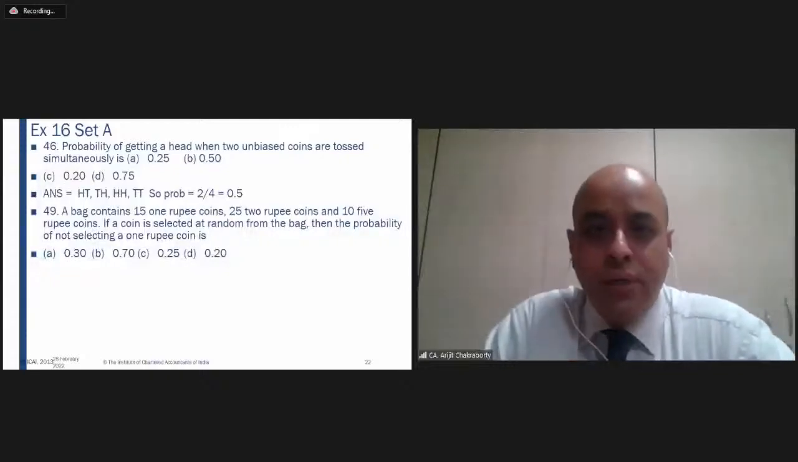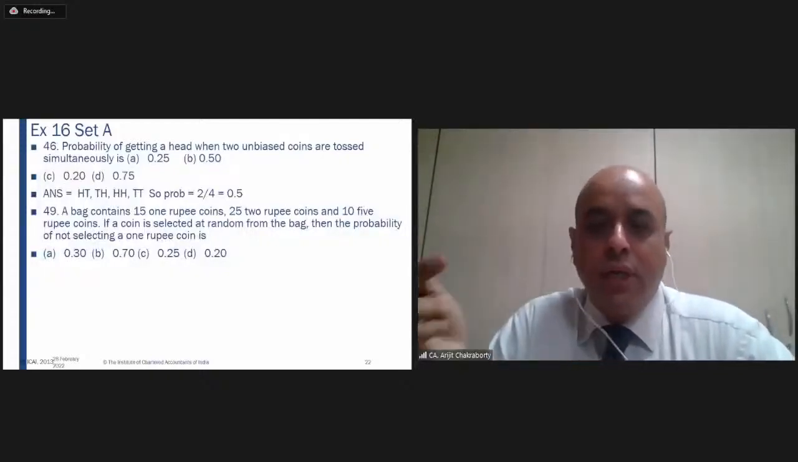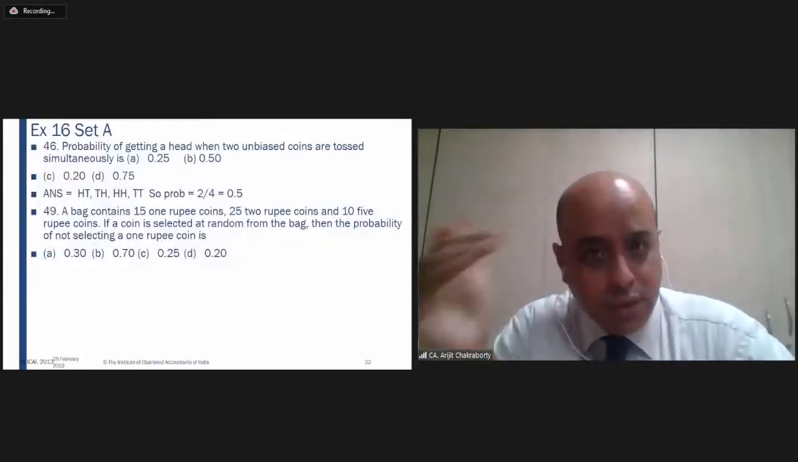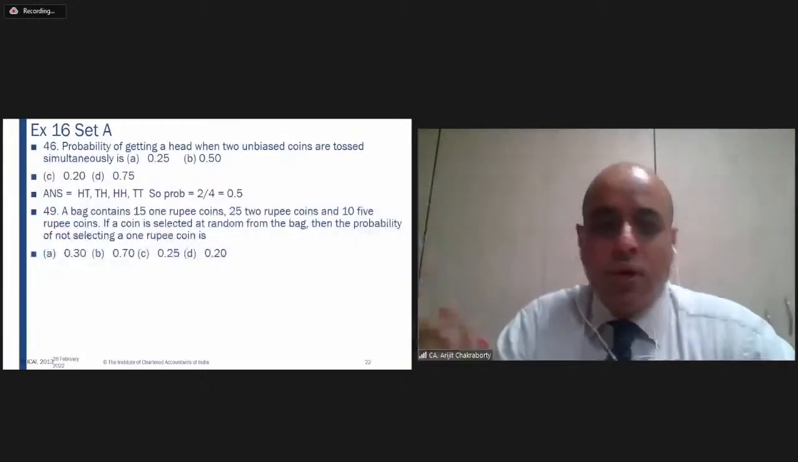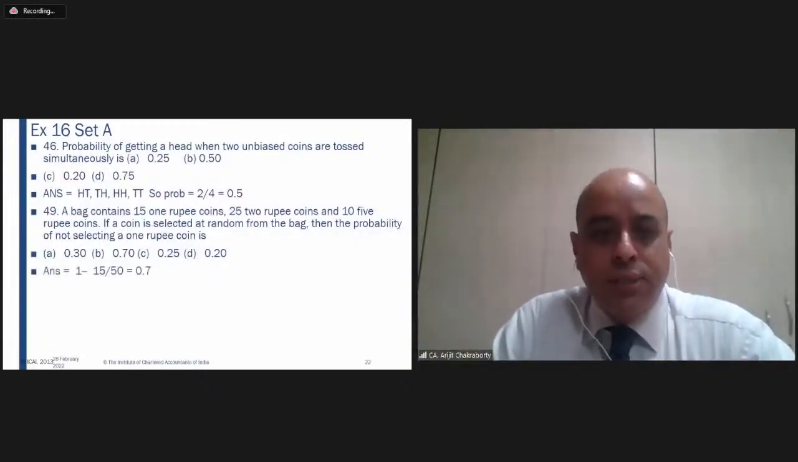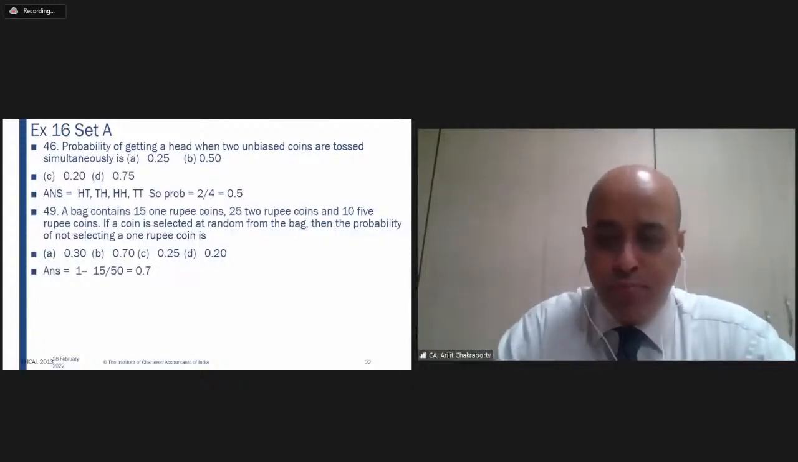The complementary event is not selecting the 1 rupee coin. So the probability becomes 1 minus 30%, that is 70% or 0.7. So the answer of question 49 is option B.